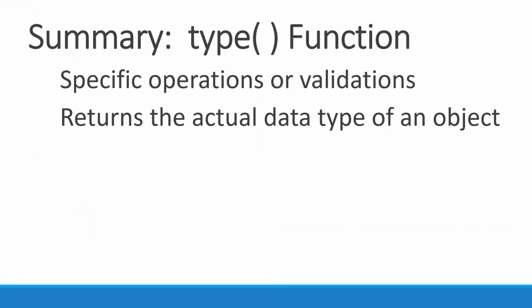It's important to note that the type function returns the actual data type of an object, which is represented as a type object. The returned type object can be used for comparison or further manipulation if needed.